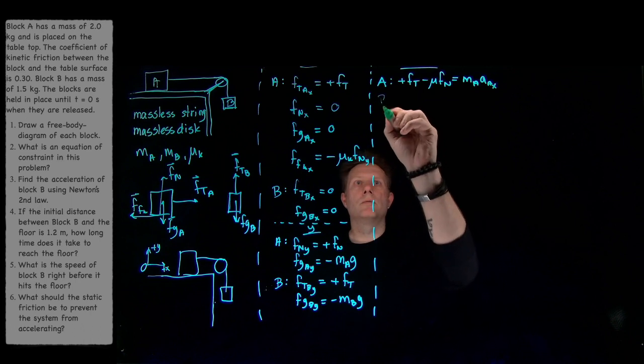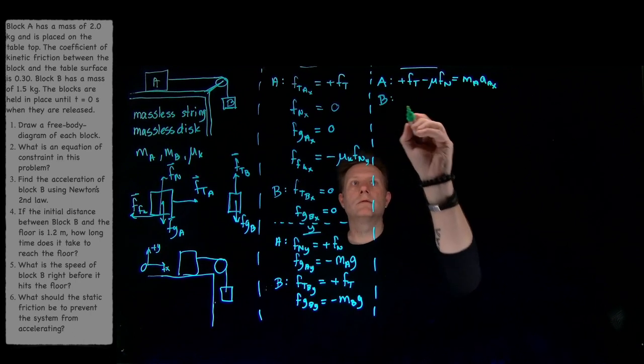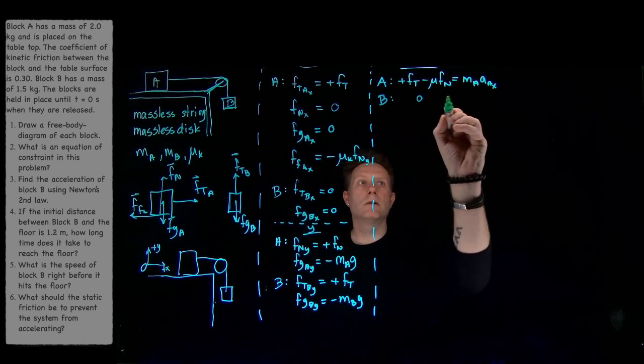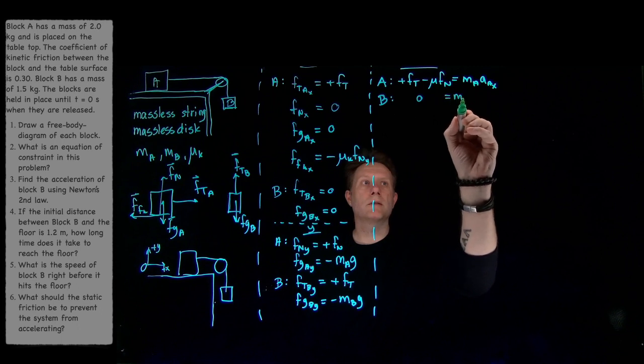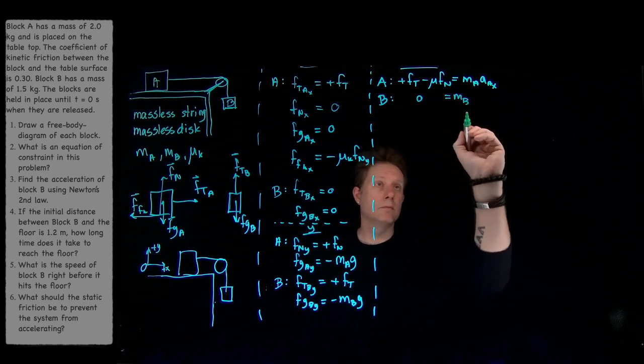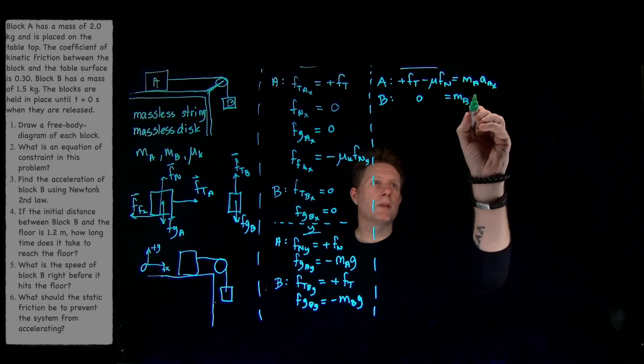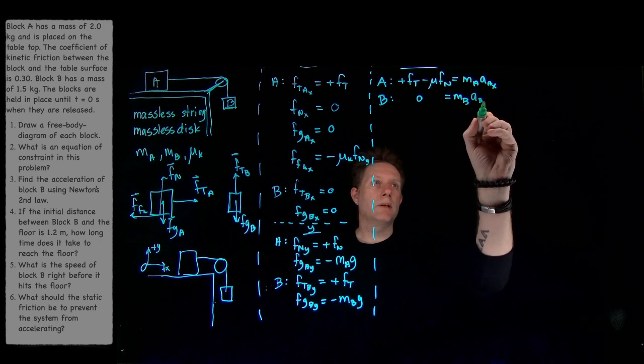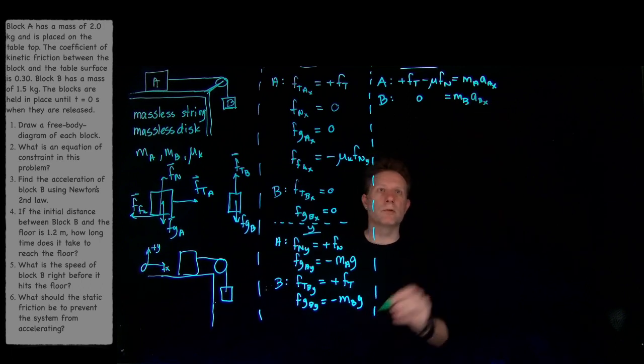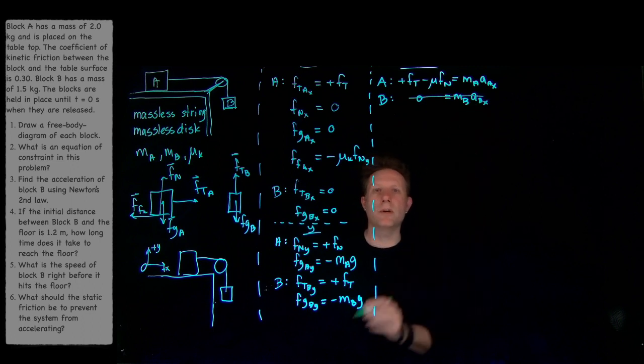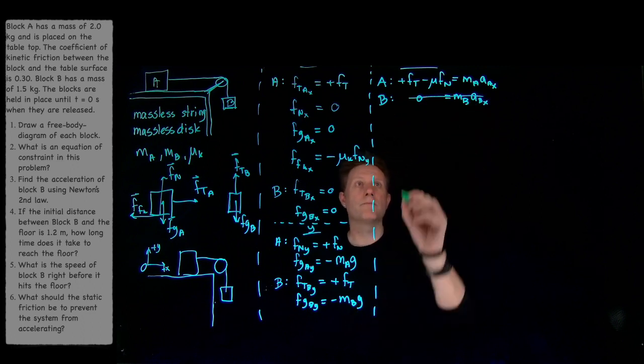Now we do box B. We're going to get 0 is equal to the mass of block B times the acceleration of block B in the x direction. This is a trivial solution, so I'm going to just strike out that equation. It has no use to us.